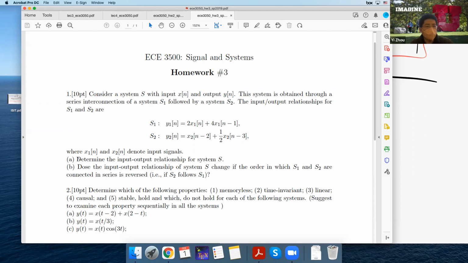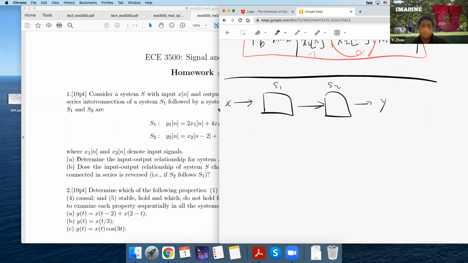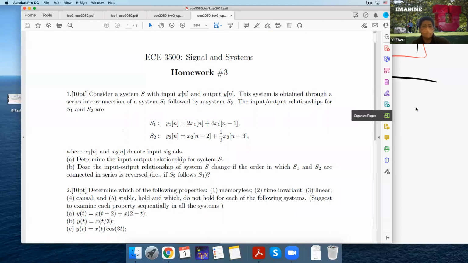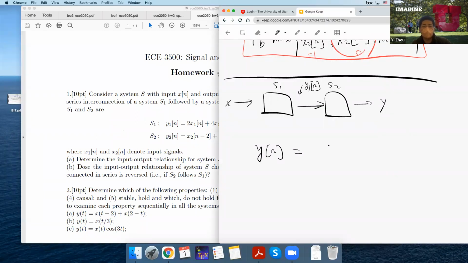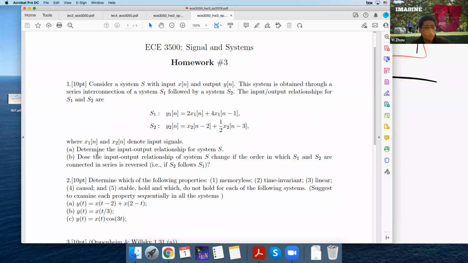Now part A is to determine the input and output relationship for the entire system. Well, you just follow the system diagram. You have x[n] and you figure out what is y1[n], which is the output of S1. Then you further feed this y1[n] to S2 to figure out what is the final output y. So in the end, the system equation you get must only involve x and y. It's just y[n] is something related to x[n]. We only care about the input and output of the entire interconnected system. So part A should be relatively easy, just plug in these system equations.